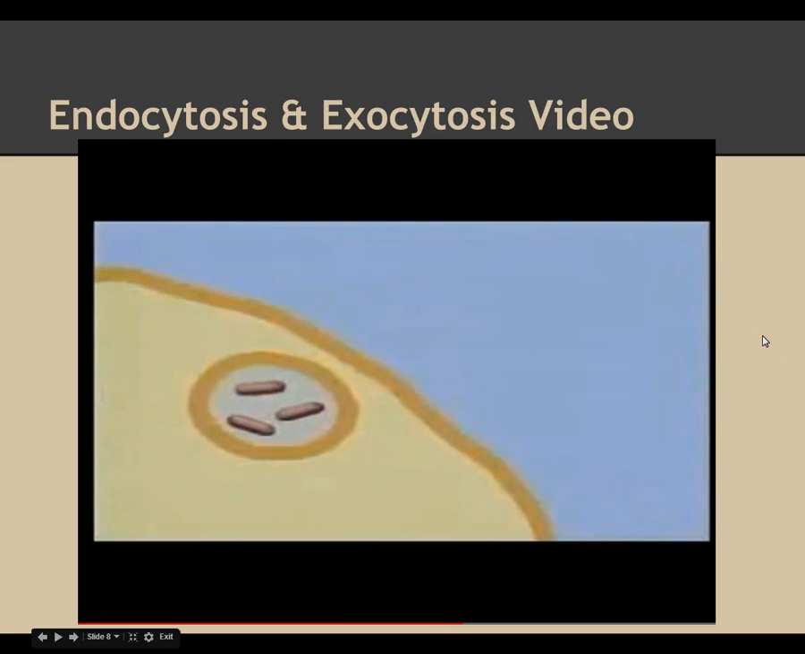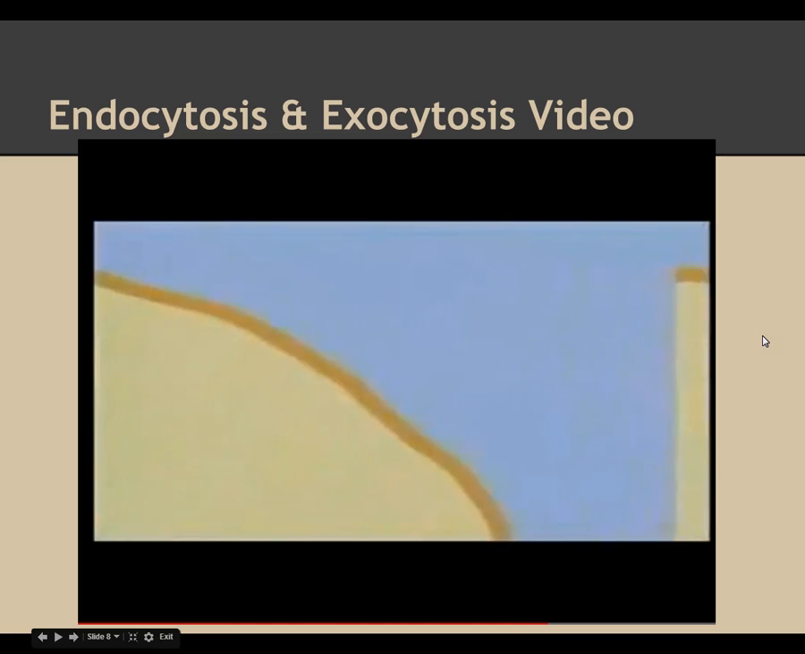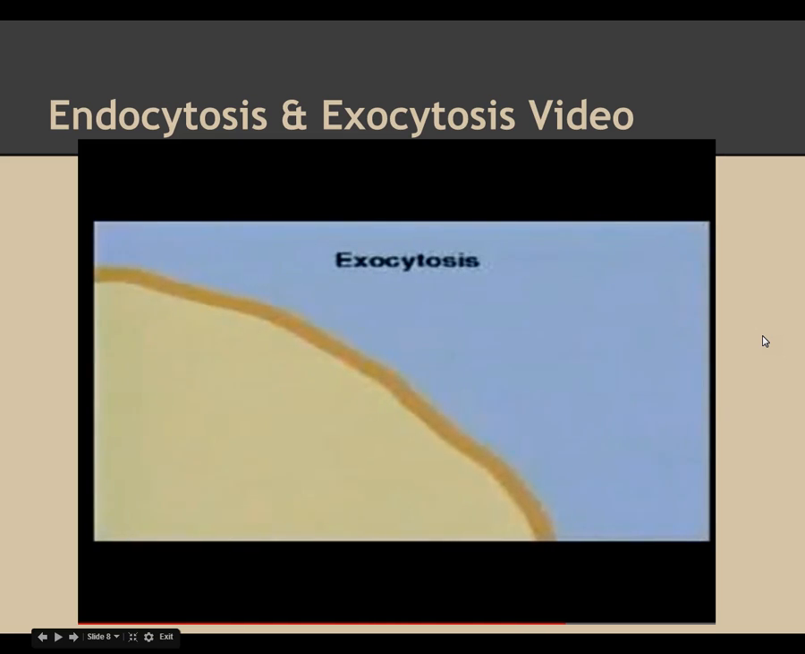Once inside the cell, the vesicle containing the bacteria fuses with another vesicle called a lysosome. The lysosome contains digestive juices which destroy the bacteria. Exocytosis is the opposite of endocytosis. Particles are transported out of the cell. A vesicle containing wastes or cell products moves toward the cell membrane. The membrane surrounding the vesicle fuses with the cell membrane. The contents of the vesicle are secreted as the membrane smooths out.